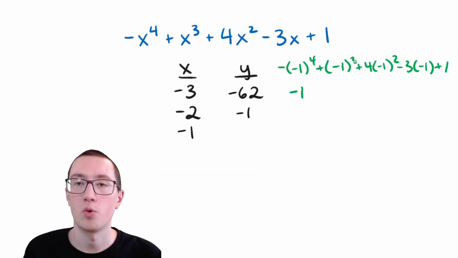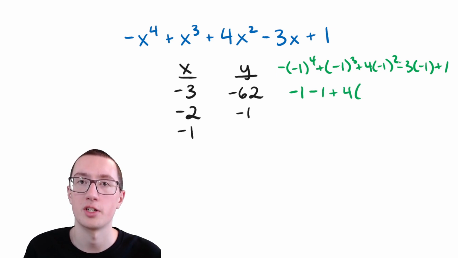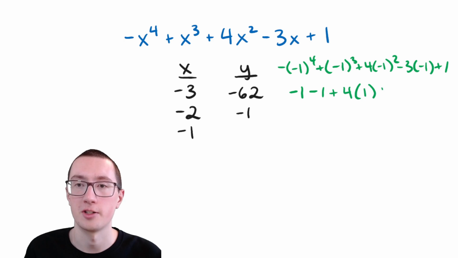Then we have plus negative 1 to the third, that's negative 1 times negative 1, which makes it positive 1, times another negative 1, which makes it negative. So that's going to be negative 1. Then we have plus 4 times negative 1 squared, that's negative 1 times negative 1, which is positive 1. Then we have negative 3 times negative 1, 3 times 1 is 3, and 2 negatives make a positive, so positive 3. And then plus 1.